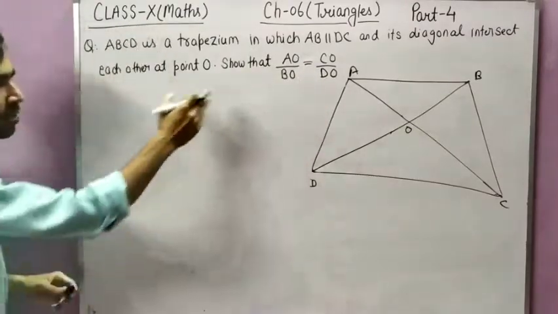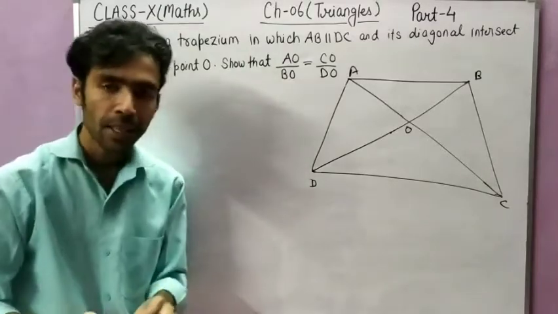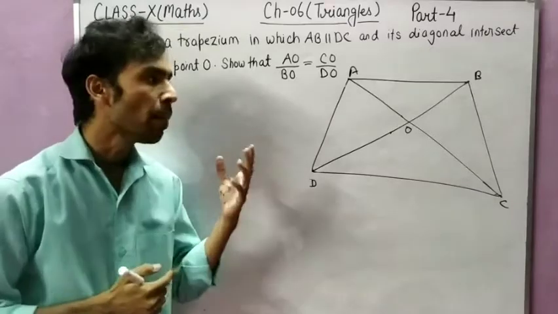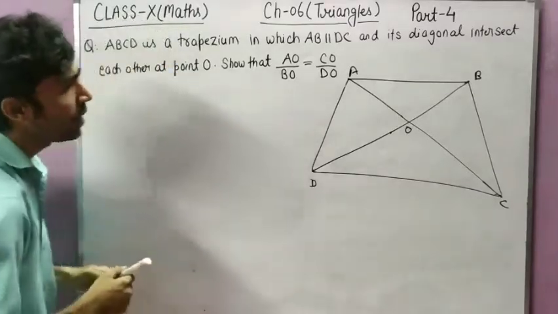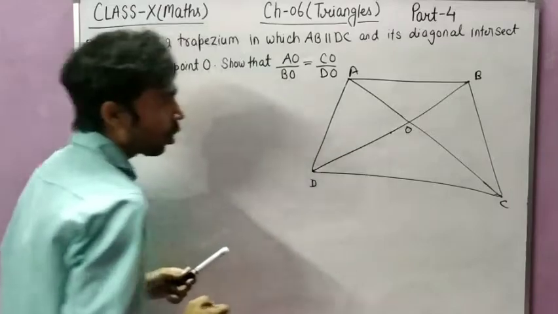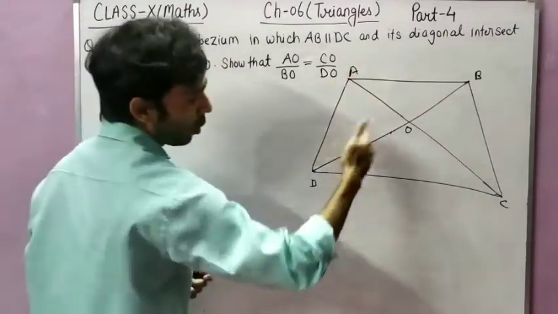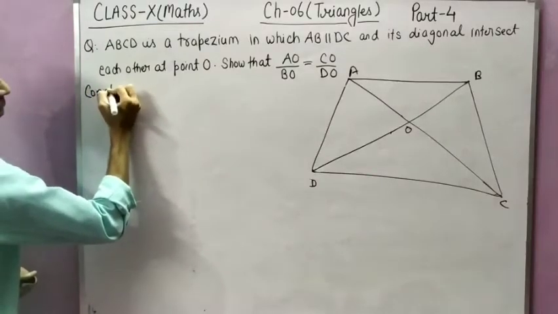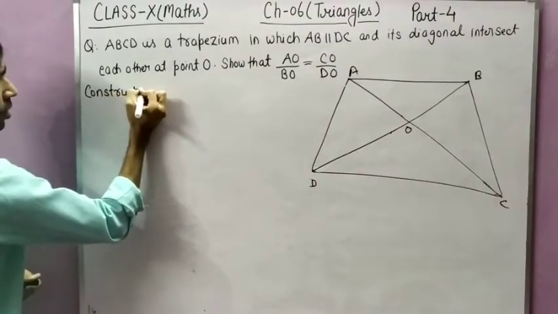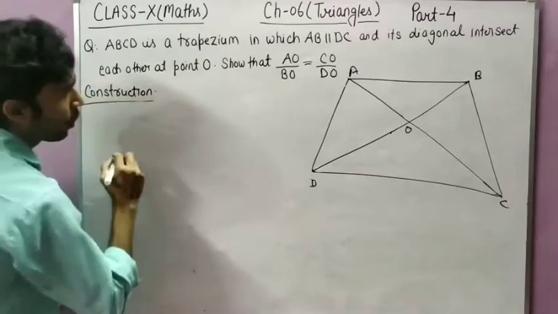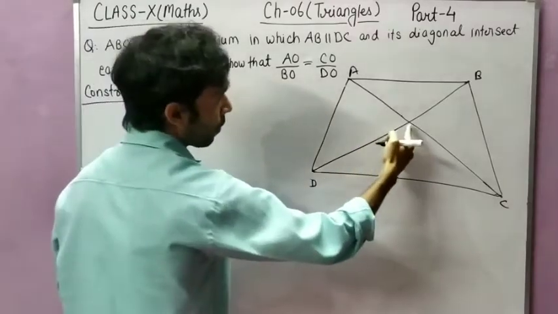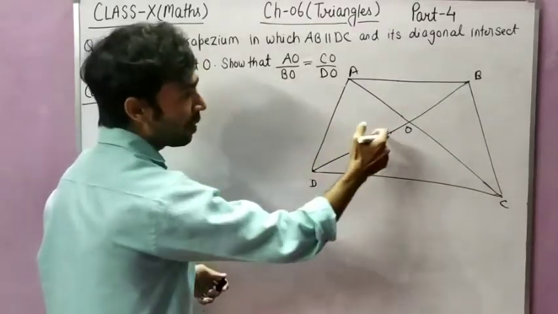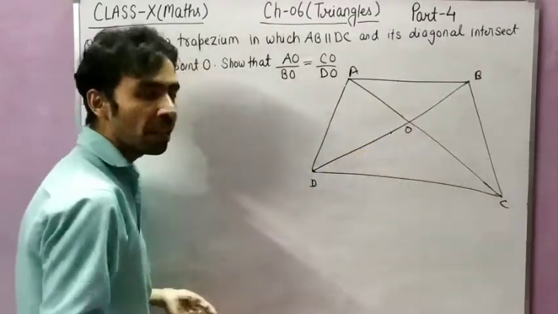So student, because we have to prove the ratio, it means that somehow we have to use Thales theorem. And for Thales theorem we need a parallel line. So what we will do, student, from O we will draw a line which is parallel to either AB or DC. So for solving we will do the construction. For construction, from O we will draw a line parallel to either AB or DC, because if it is parallel to AB then it will automatically be parallel to DC.